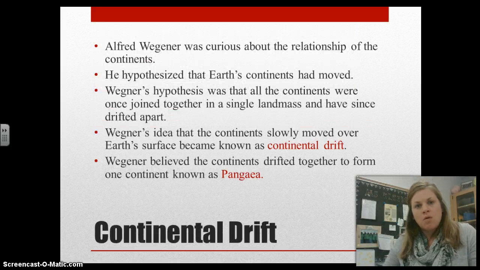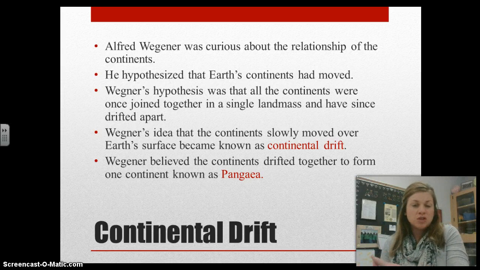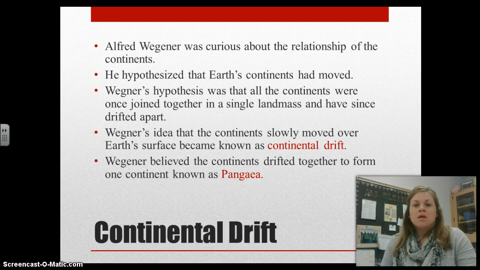So we're going to talk about how Alfred Wegener came up with this theory called continental drift. He is the one that hypothesized that the continents were actually one solid piece called Pangaea. And over time, he believed that the continents separated to the positions that they are in now. So he came up with that theory, continental drift.